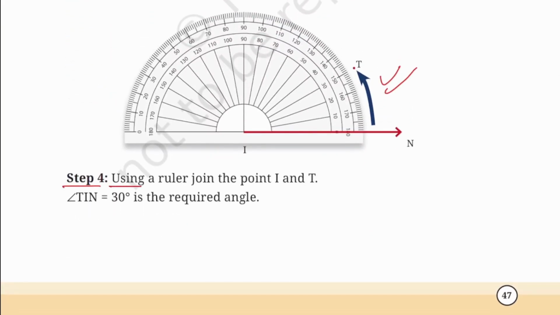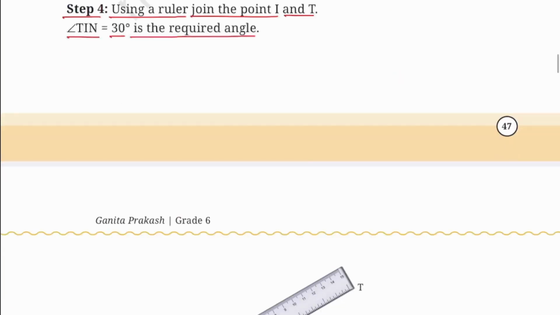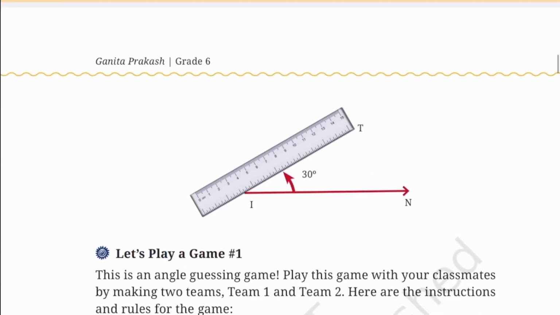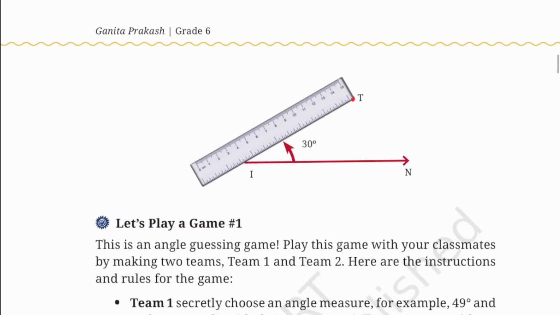Step 4. Using a ruler, join the points I and T. Angle TIN equal to 30 degrees is the required angle. Like this, you have to join point I to point T. The angle formed is 30 degrees, that is angle TIN is equal to 30 degrees.